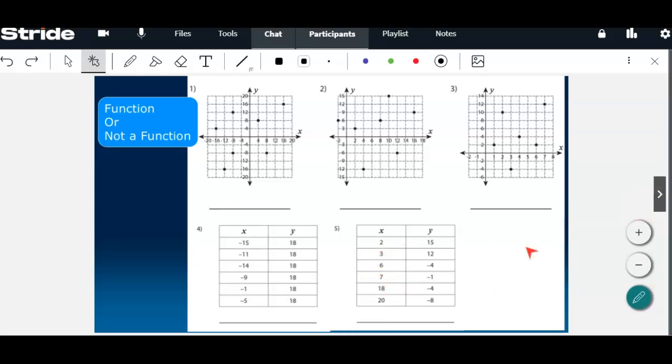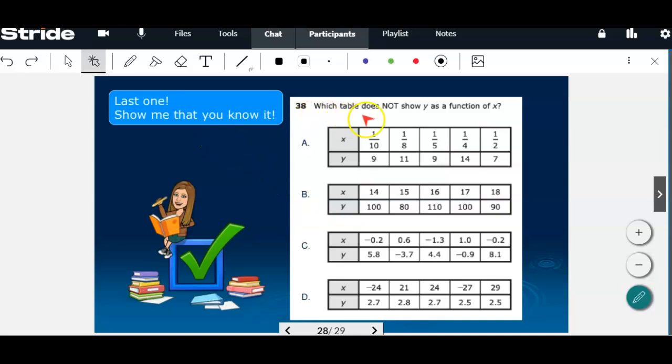All right, we got one more quick question. Which table does not show y as a function of x? Just look for when x repeats. These are all different fractions, so that is a function. Those are all different x values. That's a function. All right, look at C, look, that repeats, right? So that is not a function. That's what we're looking for. So the answer here is C. That's not a function because these repeat.